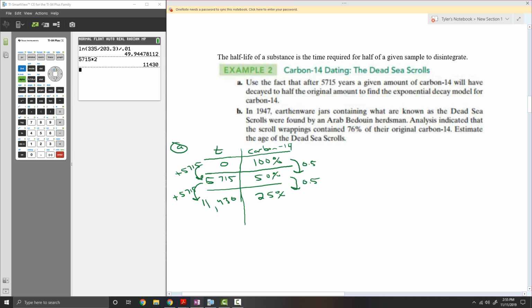So that illustration really isn't part of the answer, just to help us get to thinking about what the half-life is if you haven't seen that before.